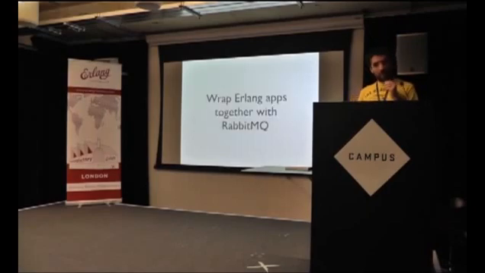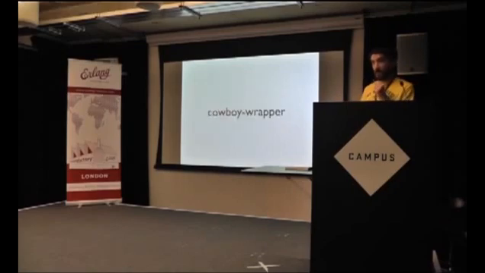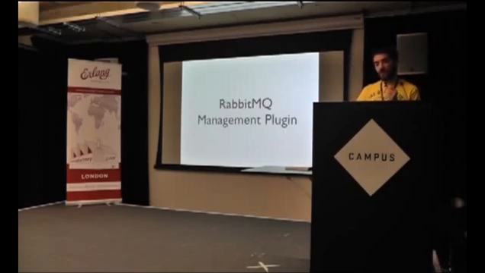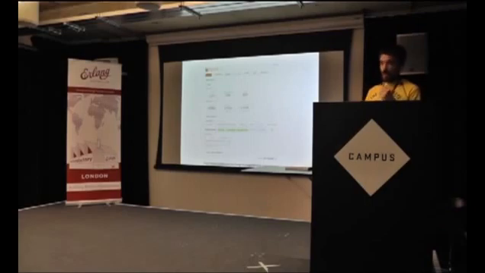So you can also do plugins that wrap Erlang apps into Rabbit. For example, there is a Cowboy wrapper. So if you want to use whatever library in Erlang in Rabbit, you just wrap it in this plugin system. This is an LDAP wrapper and so on, Webmachine. And by using those wrappers, you can add extra functionality to the broker. So the management plugin, where you can see all the info about Rabbit, that is actually just a plugin.